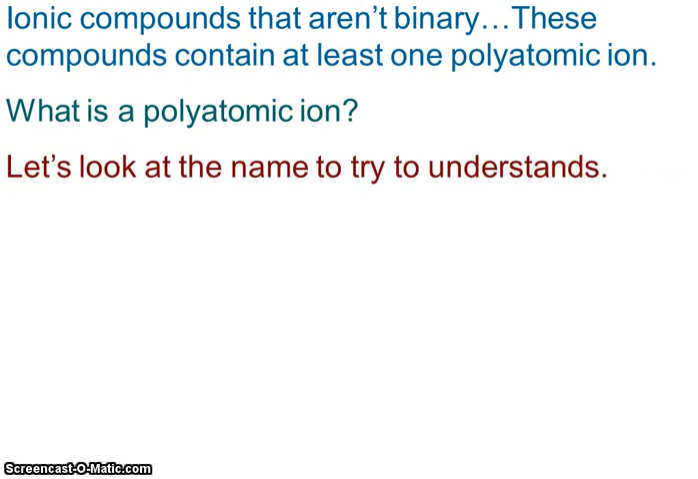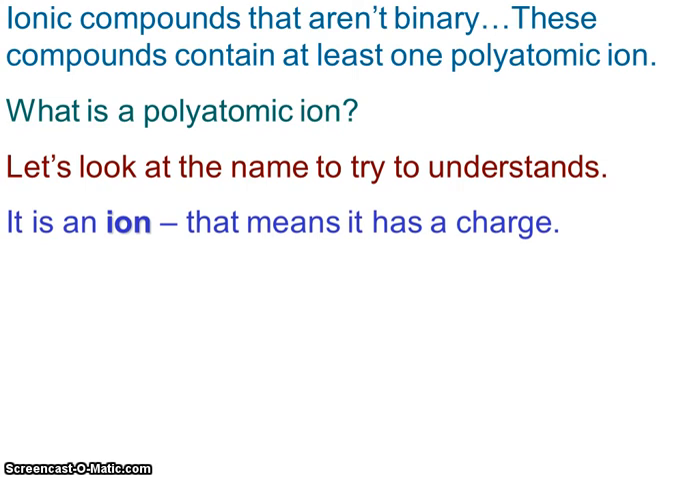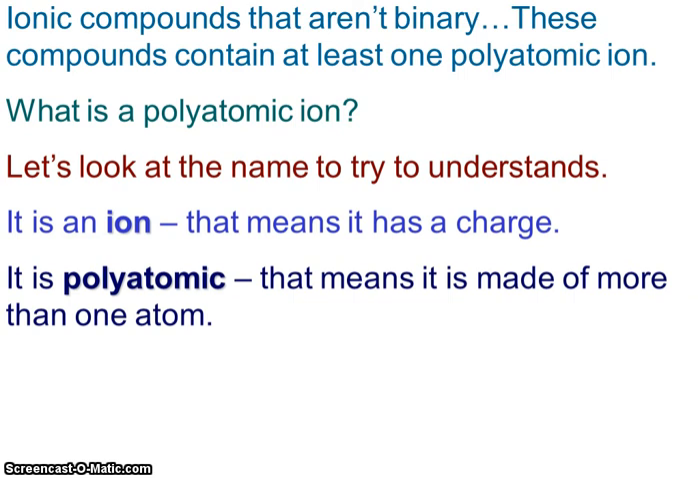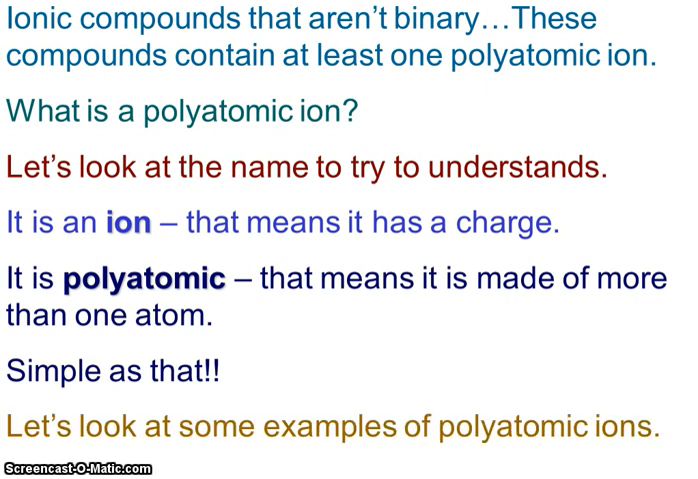Well, let's just break down that word so that we can take a look at what a polyatomic ion is. Anytime you see ion, that means it's something with charge, so it can't be neutral. And number 2, anytime something is poly, that means many. And so polyatomic means that it has many atoms, more than one. And so it's that simple.